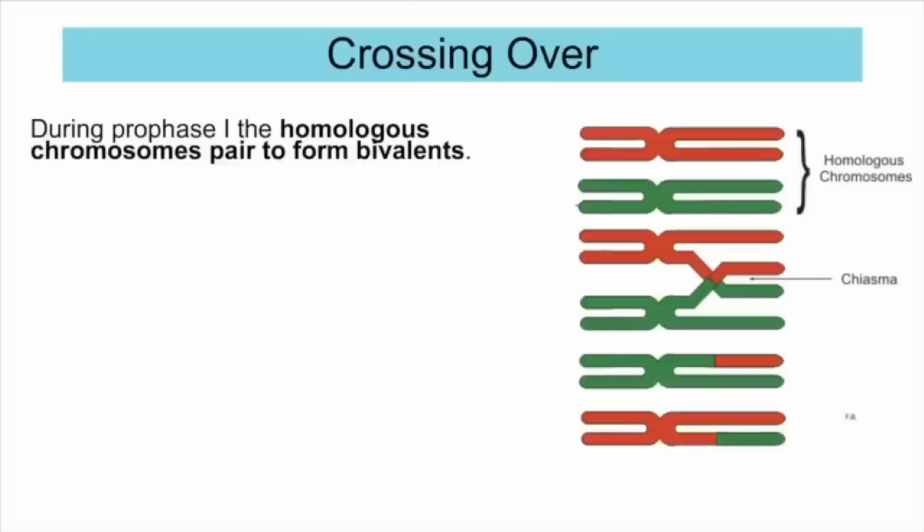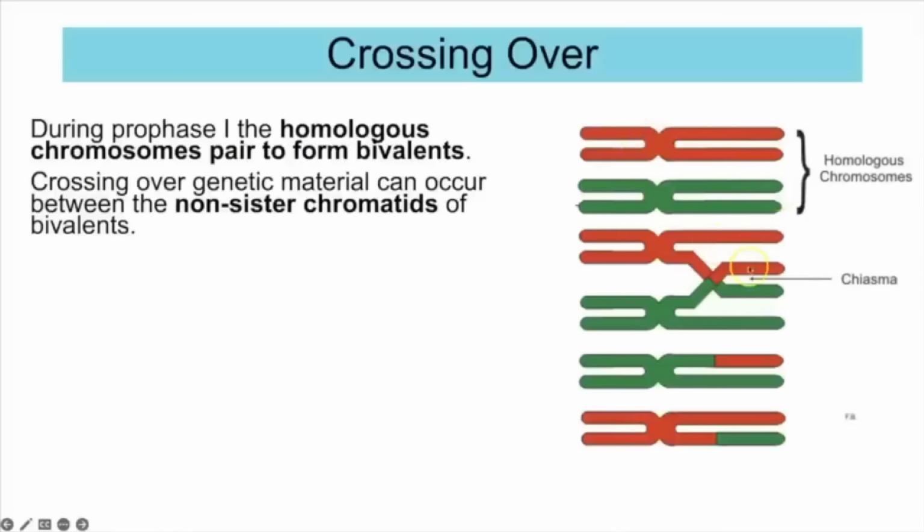During prophase I, the homologous chromosomes pair to form bivalents. And by bivalent, we mean two homologous chromosomes next to each other. And that's what we can see here. We've got our homologous chromosomes represented as one in red, one in green. And they look like this X structure because the DNA is replicated. So we have two sister chromatids attached by a centromere to make a chromosome. And here is the homologous chromosome.